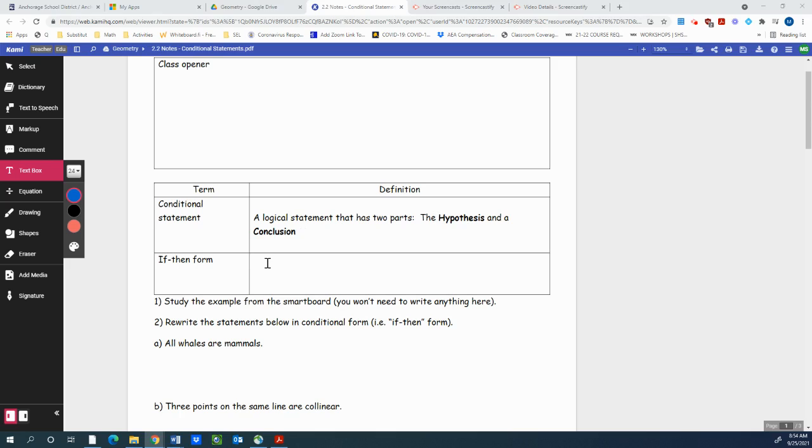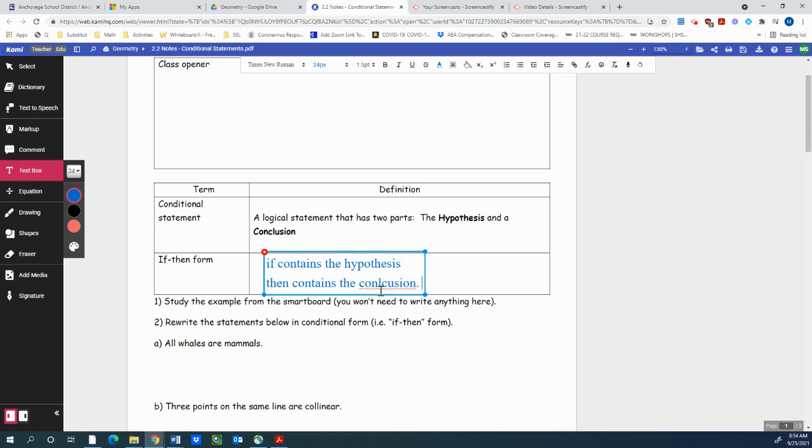So the if part contains the hypothesis. The then part contains the conclusion. All right, so go ahead and study the example from the smartboard. You don't need to write anything here, and then we'll jump back over to the notes.